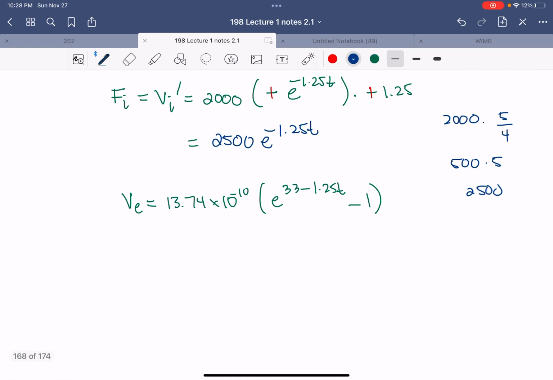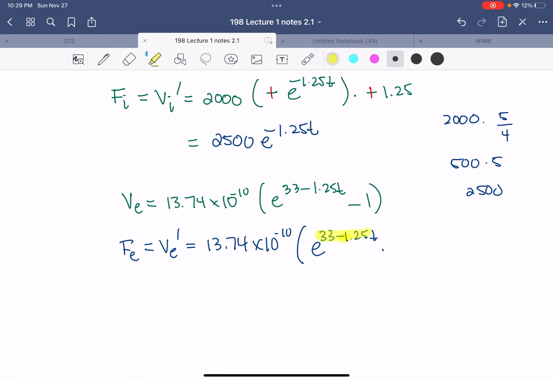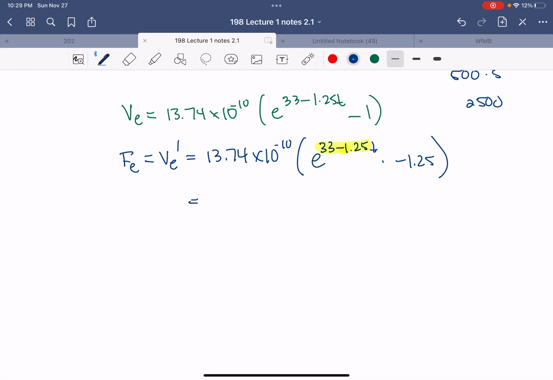So now, again, when you go to find your derivative, your Fe is your VE prime. We leave the number out front. In this case, in our parentheses, we're going to take the derivative of the e first. And the derivative of e is e, so it's whatever's there. And then I multiply by the derivative of what's inside. And what's inside is this exponent here. The derivative of that is negative 1.25. And the derivative of the minus 1 is 0, so I leave that. So notice this one's going to be negative.